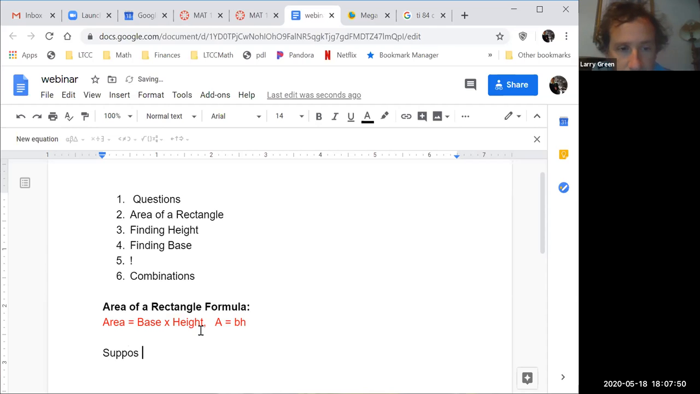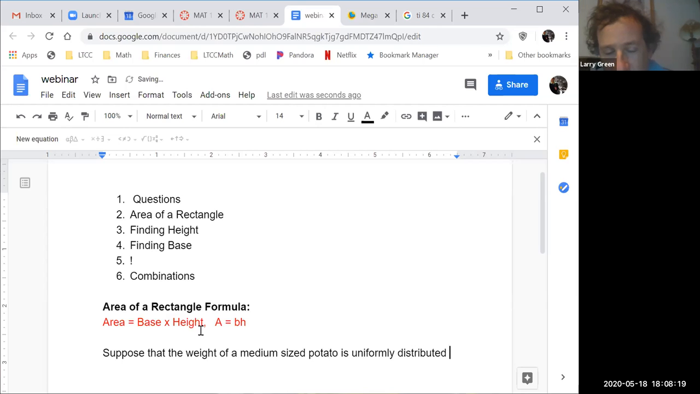Okay, suppose that the weight of a medium-sized potato, just because I was looking at potatoes before we got in here, because I think I'm having that for dinner partly, is uniformly distributed between, and I'm going to make this up, about 4 and 9 ounces. I have no idea how big a medium-sized potato is, but sounds good. Okay.